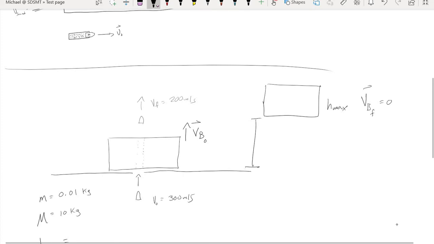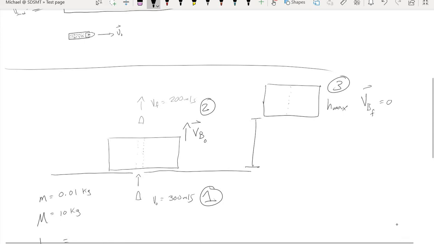So our points of interest are going to be, number 1, just before the bullet strikes the block. Number 2, just after the bullet emerges from the block. And then number 3, where the block reaches its maximum height.